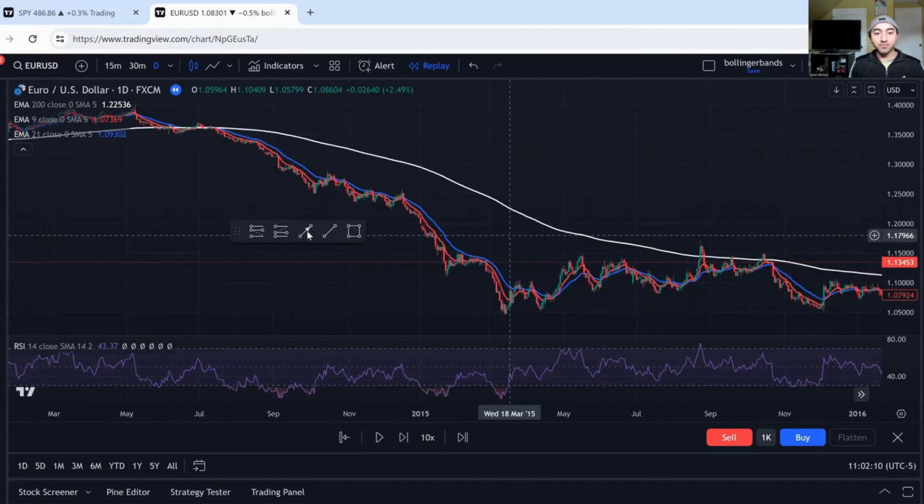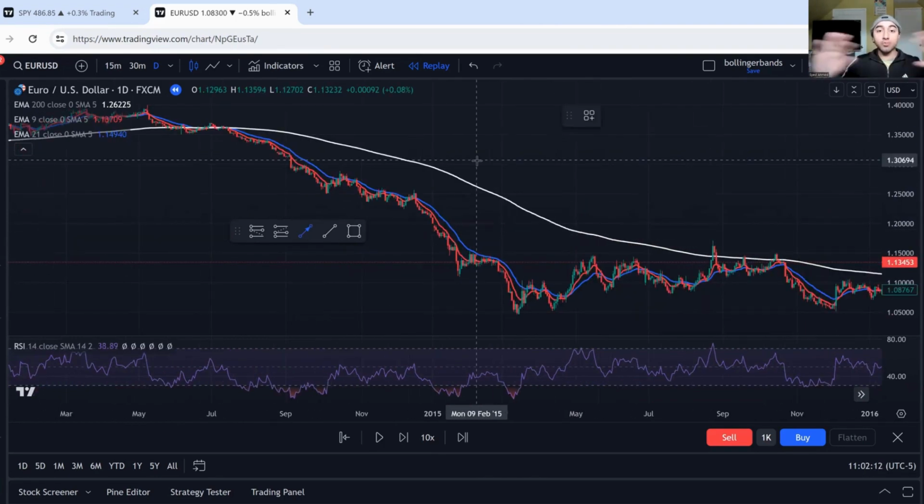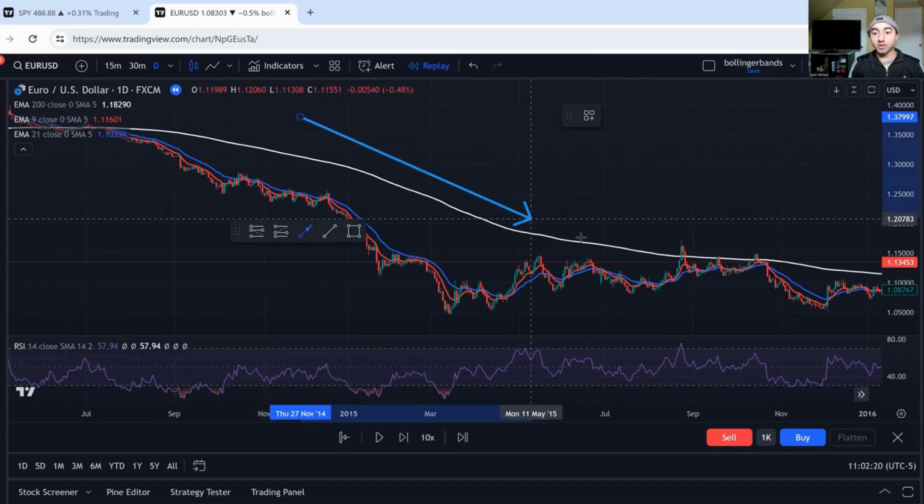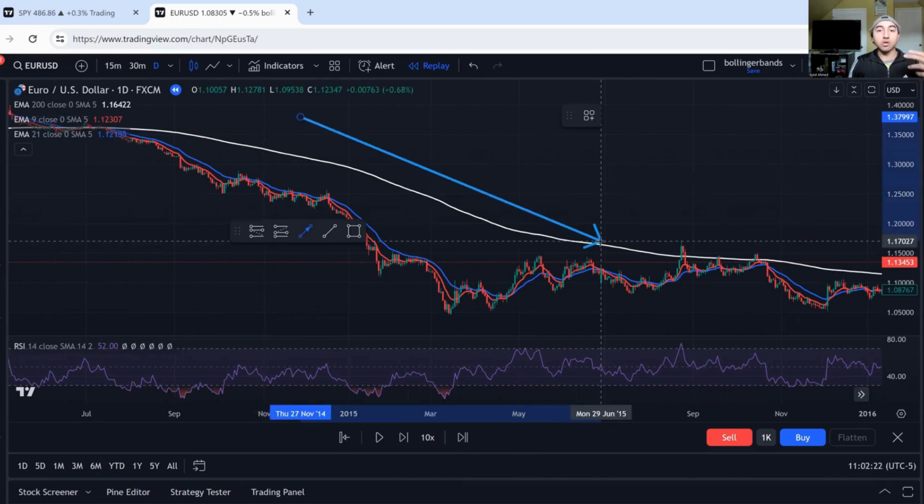So let's look at this, guys. This is only using indicators. So no price action, no candlestick patterns, no nothing. Literally just indicators doing the same exact thing. Okay, what is our overall trend? Price is below this white line, which is the 200 period exponential moving average. We are in a downtrend.